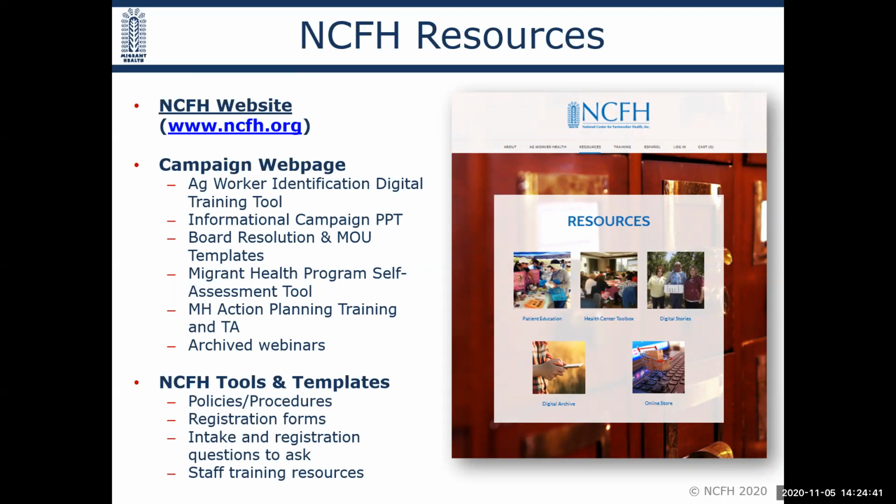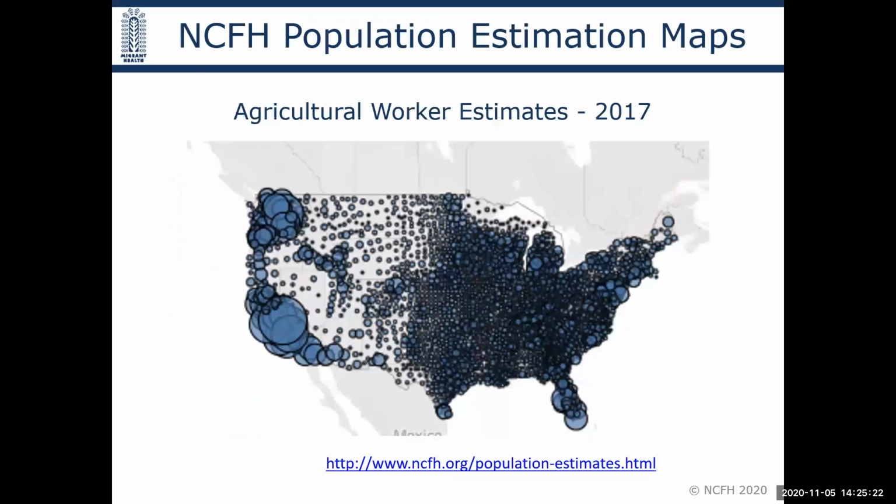And then we also have a toolbox that includes sample policies and procedures. I talked earlier about making sure you have a policy and procedure related to your registration and classification of your ag worker population. We do have samples of those in the toolbox. We have sample registration forms where you can see how people have reworded those questions to make them easier for their patients to understand. We have some intake and registration questions to ask, and then of course additional staff training resources. And those are all at ncfh.org. And we recommend you check that out when you get a chance.